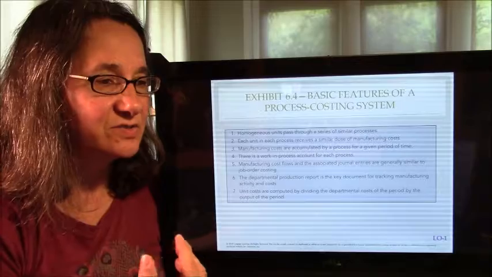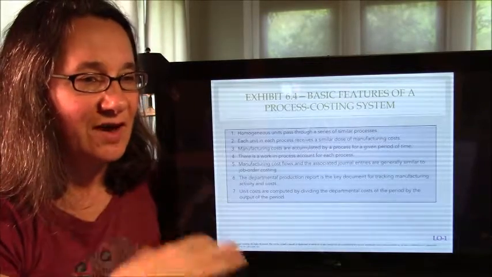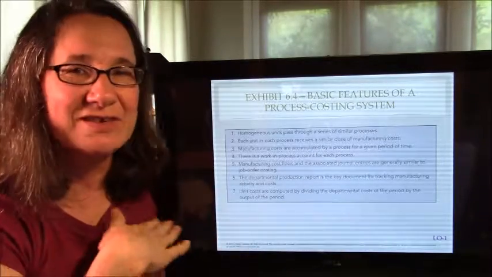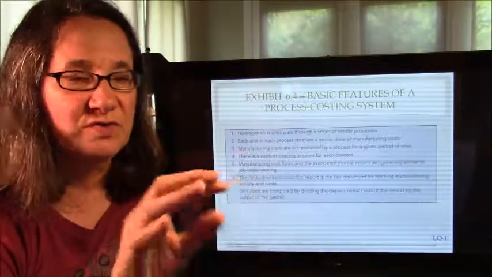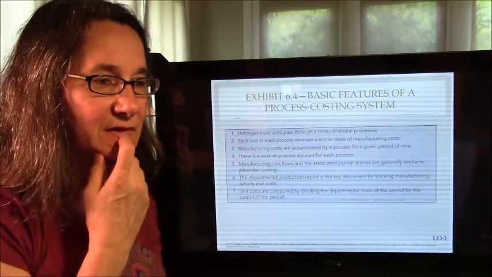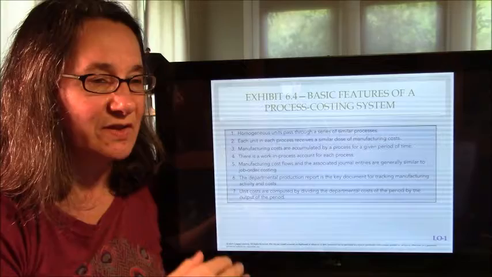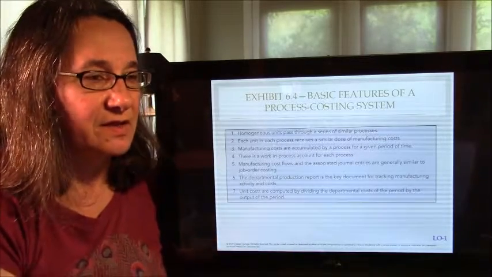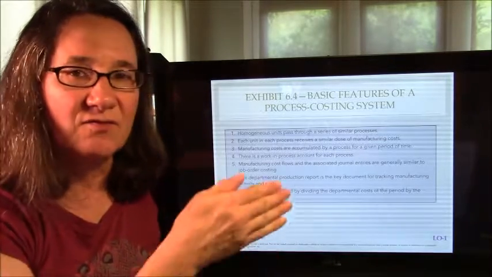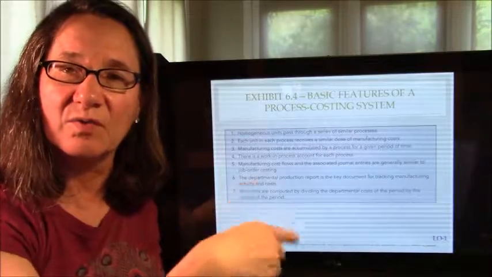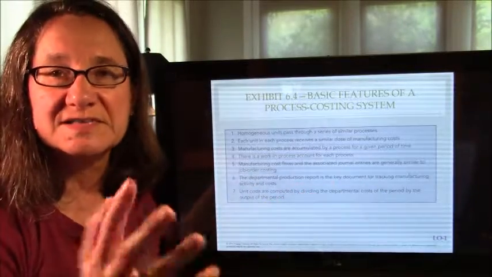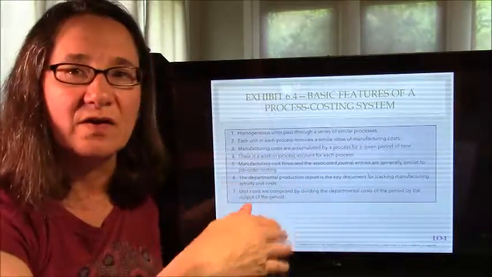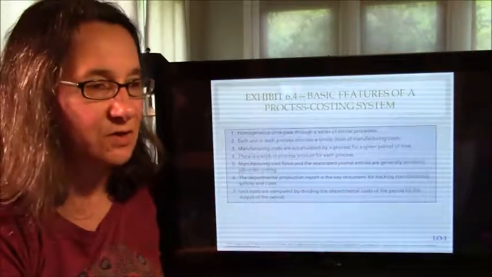All right, so the features are, if you have a process costing system, it's because everything is kind of similar and the same, and they're just going through the same process. Manufacturing costs are accumulated in a period of time. There's a work in process account for each process. So like we saw, we'll have like 3 or 4 or 10 work in process accounts depending on how many different departments they go to.